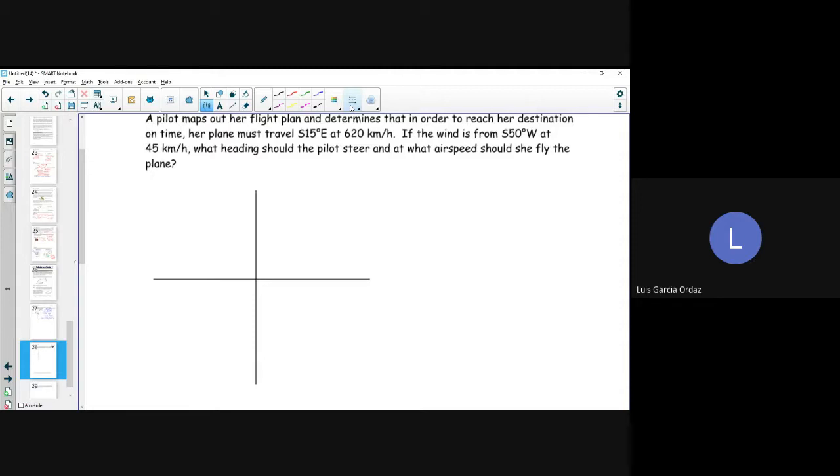So example two. A pilot maps out her flight plan and determines that in order to reach her destination on time, her plane must travel south 15 degrees east at 620 kilometers per hour. So we got our first piece of information.